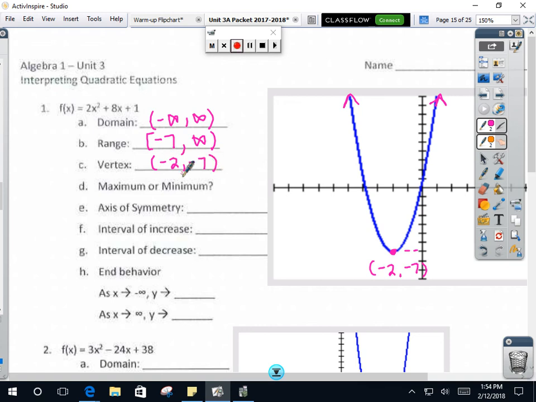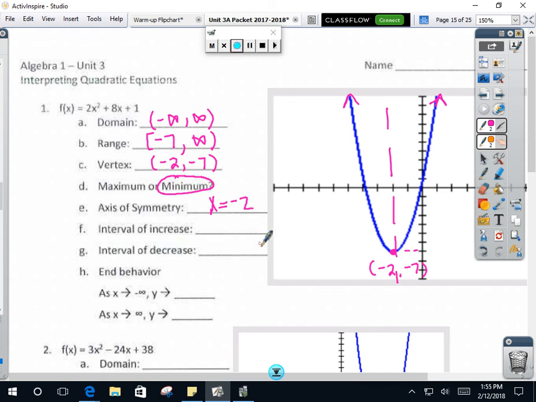And that vertex is a max or a min? A minimum. What would the equation of the axis of symmetry be? What do you have to draw on the axis of symmetry right here to cut the parabola in half? And that is a line cutting through the x-axis at what number? So x equals -2.